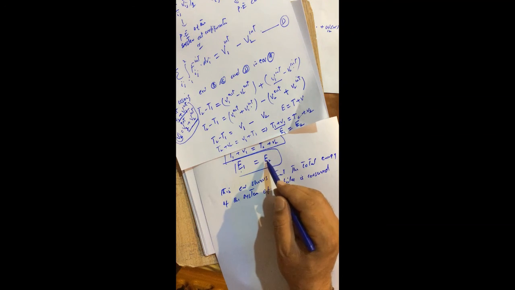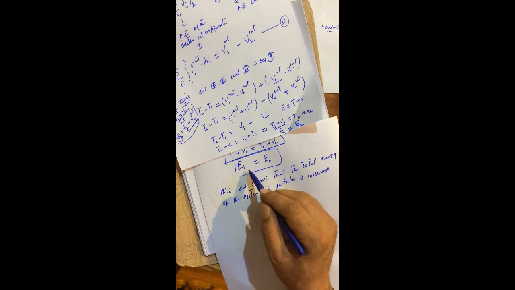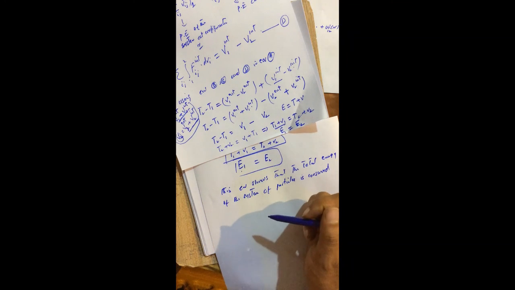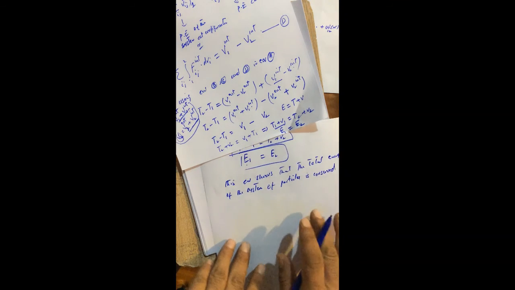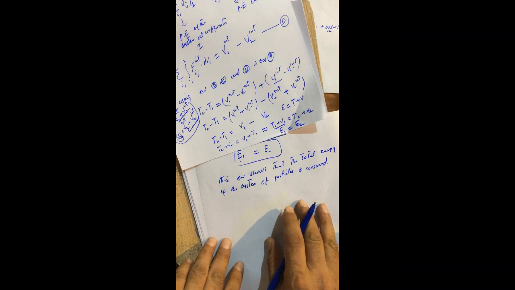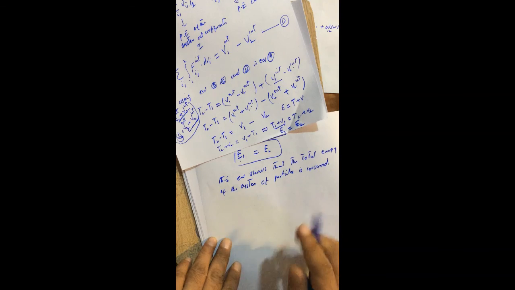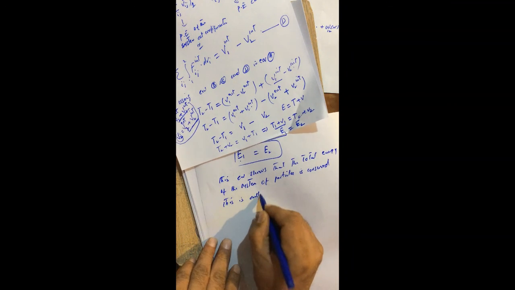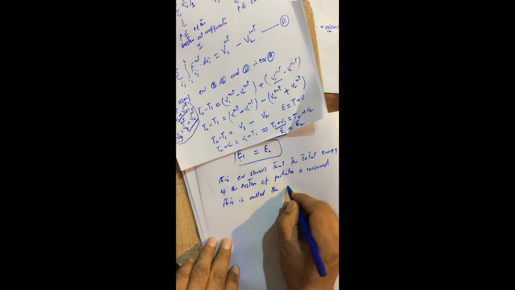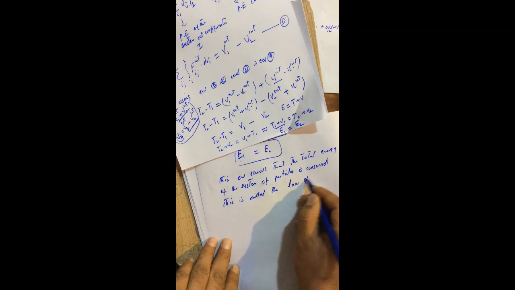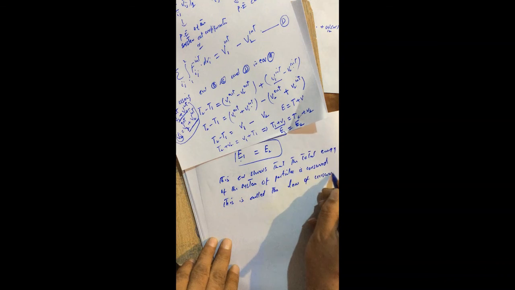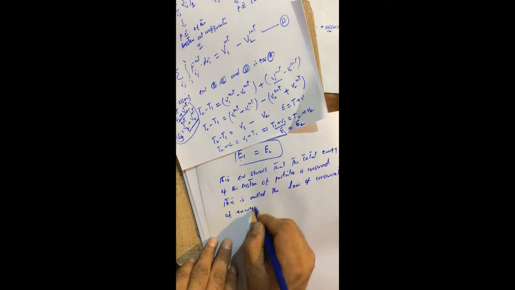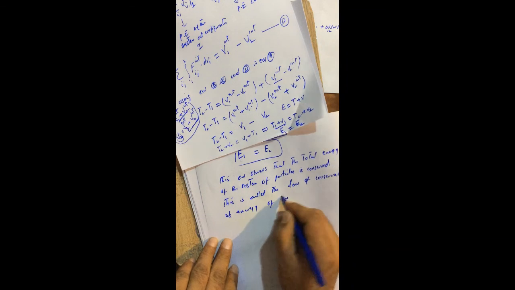So energy can neither be created nor destroyed. So what does it mean? It means that the energy is conserved. The energy remains constant, and this is called the law of conservation of energy of the system of particles.